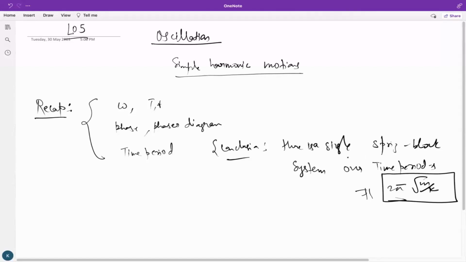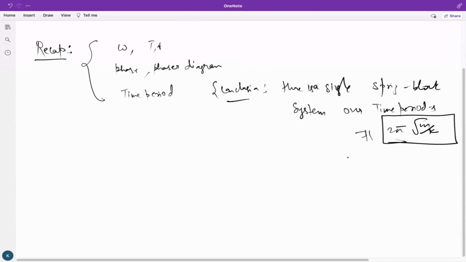So now in today's class, we are moving on to the same topic, because in this chapter our main goal is to calculate the frequency and the time period of different kinds of systems. The first system we dealt with in yesterday's lecture was the single spring block system. Now in today's class, we are trying to calculate the time period of systems with series and parallel combinations of springs.